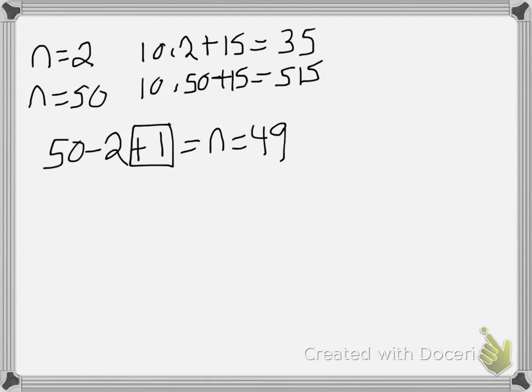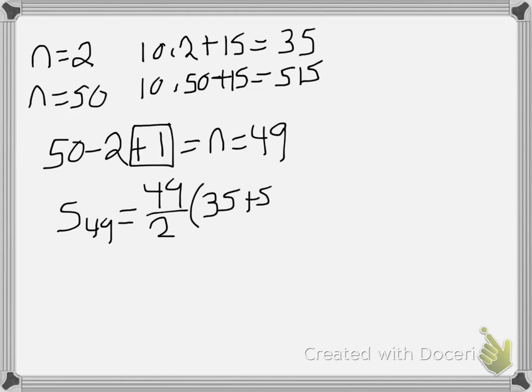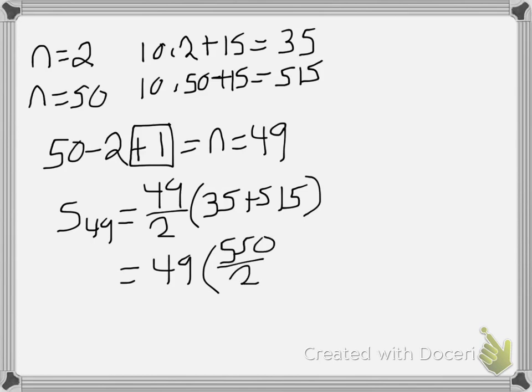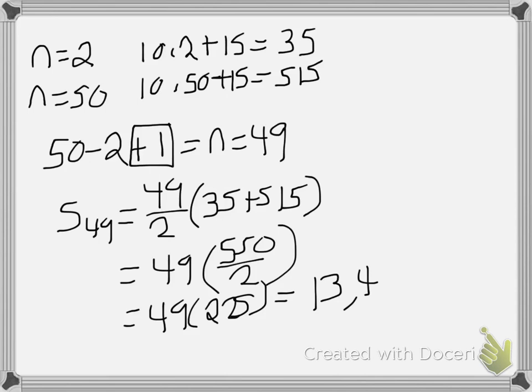Okay? So S of 49, the sum of the first 49 terms in this sequence, is just simply 49 over 2 times 35 plus 515. All right, so I got 49 times 550 divided by 2. So I have 49 times 225, which gives me a grand total of 13,475.